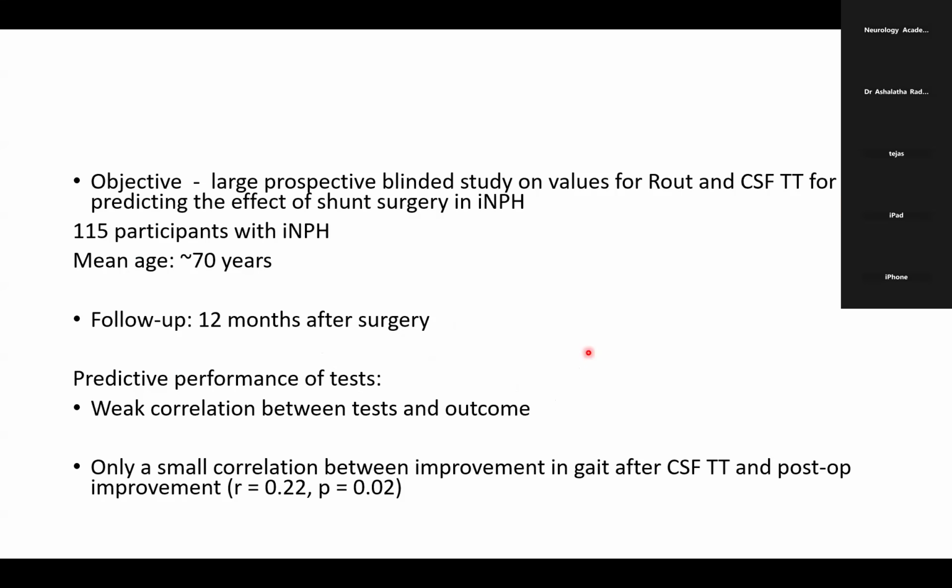Rout was the pressure resistance of the CSF, which was measured. There were 115 participants with idiopathic NPH taken into the study. The mean age of the patients was 70 years. They were followed up 12 months after the surgery.